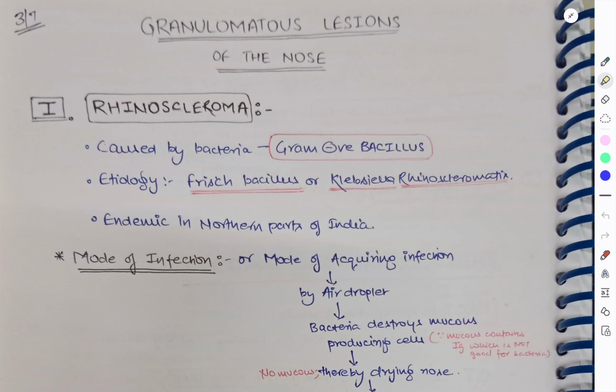Today let's learn about granulomatous lesions of nose. The first one is rhinoscleroma. Rhinoscleroma is caused by a gram-negative bacillus, that is Frisch bacillus, or we can say Klebsiella rhinoscleromatis. It is endemic in northern parts of India.